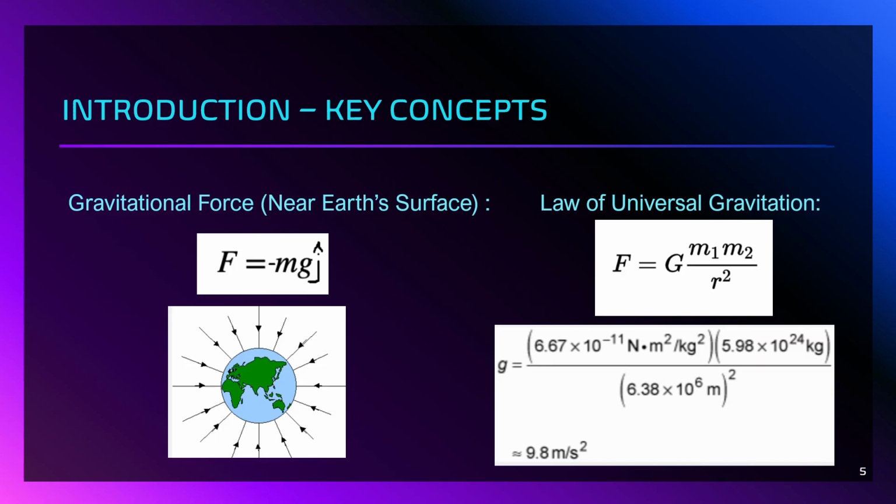It's also important to consider the forces involved in this lab. The gravitational force in this lab is near the surface of the Earth and is equal to the product of the acceleration due to gravity and the mass multiplied by negative, as this is in the negative y direction. g can be found by manipulating the law of universal gravitation, where we can rearrange to see that g equals 9.8 meters per second squared, regardless of where one stands on Earth.